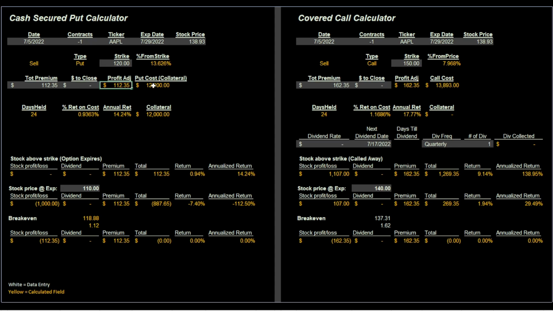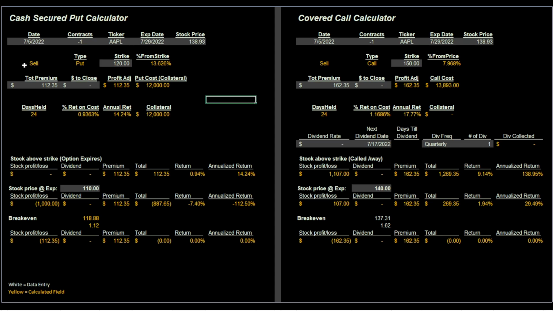Now, important to understand your put, your cost, the collateral that you need to have. So if this does get assigned, you need to buy 100 shares of Apple at the strike price that you agreed to, or 120. So 120 times 100, that gives you that $12,000. So Apple's kind of expensive, right? It's over $100 a share, so you need to have that $12,000 available to buy those shares if it's going to be cash secured.